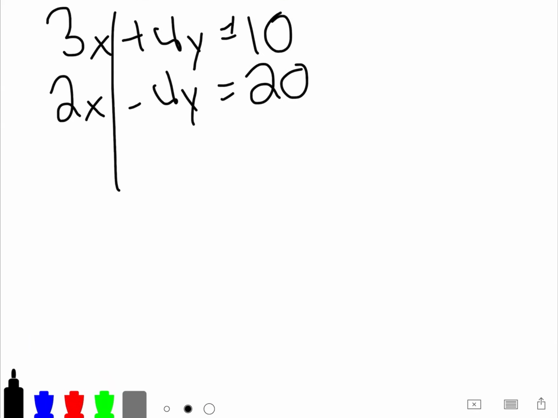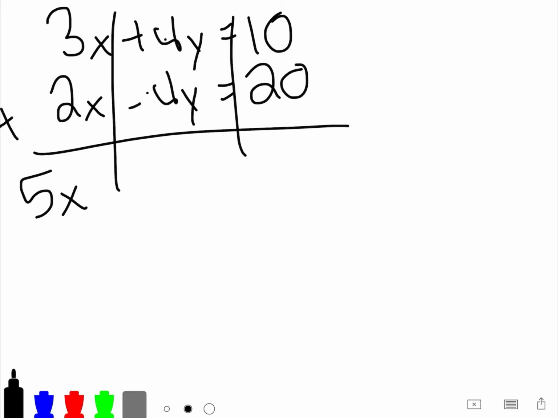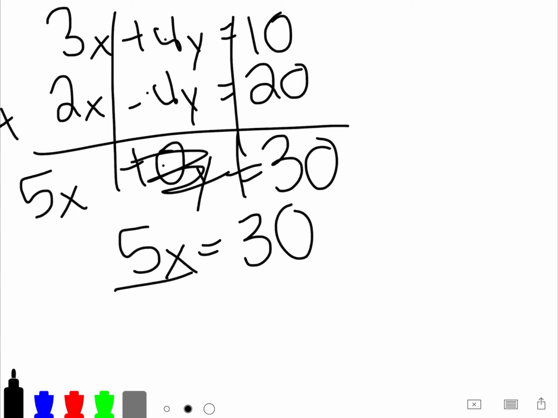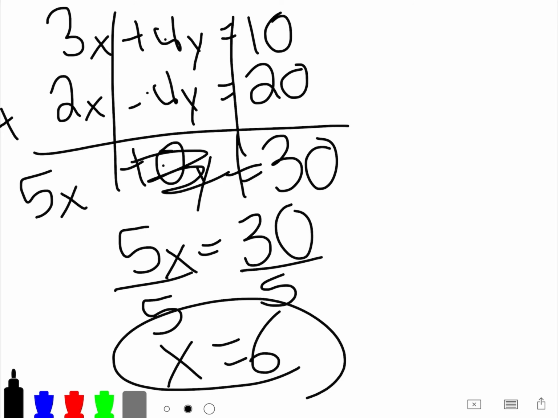In this one, I just add straight down because a plus 4 minus 4 cancels out. So 3x plus 2x is 5x. Plus 4 minus 4 is 0y is equal to 10 plus 20, 30. So 5x equals 30 because that 0y is basically nothing. Divide by 5, x equals 6. And then you can plug it back into the equation.